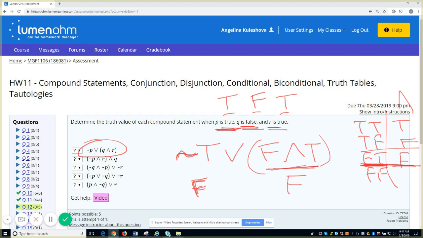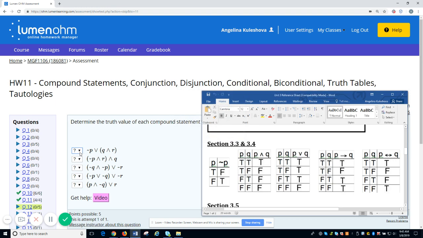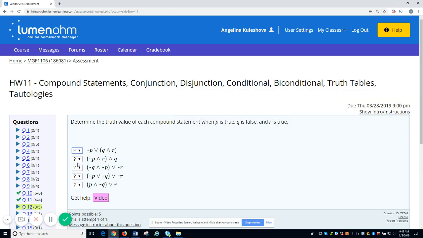And then you take the result of that and the result of negated true and join those with an OR. And if you look at your basic table, false or false is false. So once you simplify down to a single value, that's your answer. False.